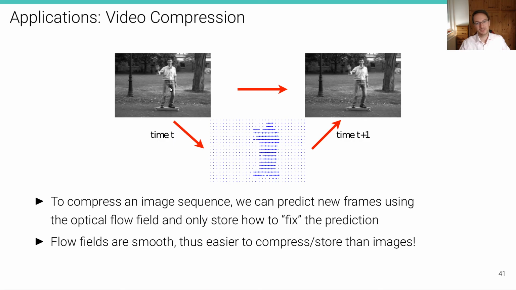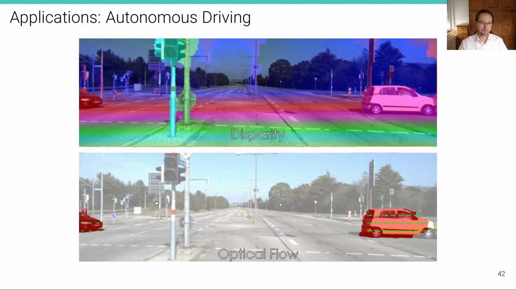So we take this image at time t, warp it using the motion field or the optical flow field here, and then we fix the prediction by changing some of the pixels only. And because the flow fields are smooth, they are much easier to compress, much easier to store than storing the second image separately from the first image. And something like this is actually done in the MPEG video compression algorithm.